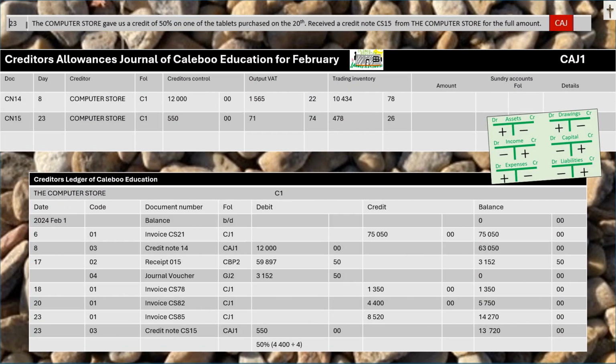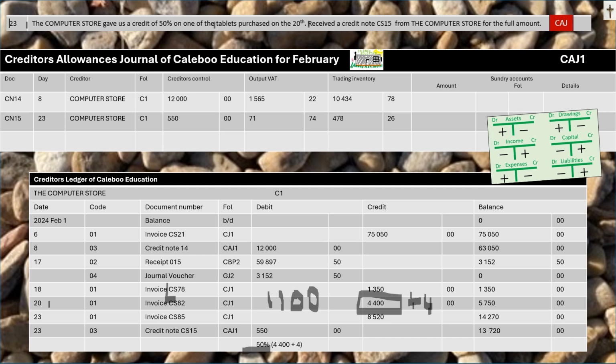Also on the 23rd, the computer store gave us a credit of 50% on one of the tablets purchased on the 20th. So on the 20th, we purchased 4 tablets. 4 tablets cost us 4,400. So we got a 50% credit on one of the tablets. And if you divide that by 4, you get 1,100 for one tablet.